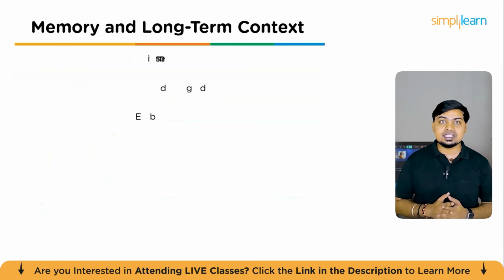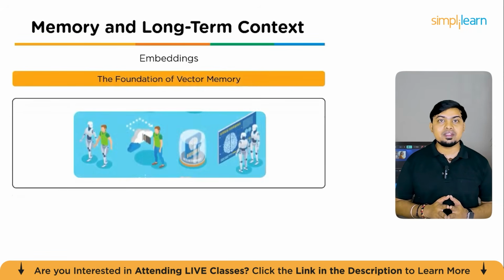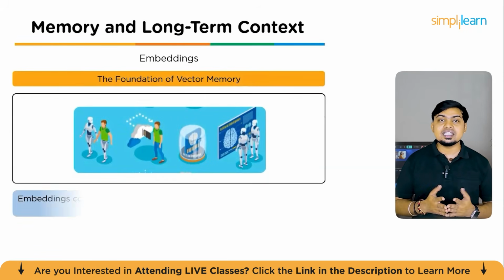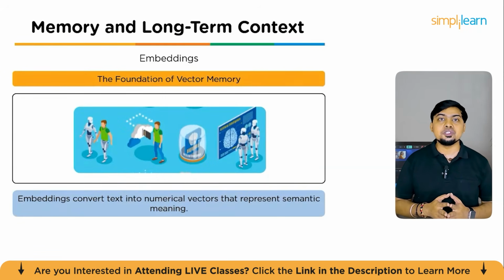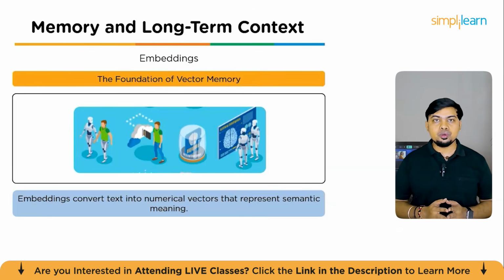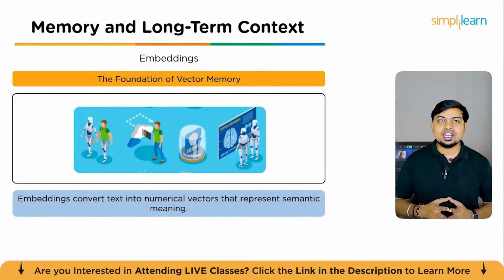The next one is embeddings, the foundation of vector memory. At the heart of vector memory are the embeddings. Embeddings convert the text into numerical vectors that represent semantic meaning. This means sentences with similar meaning will produce vectors that are mathematically close to each other. For example, phrases like machine learning course or AI training program would likely have similar embeddings, even though the words are different. Embedding models are available from providers such as OpenAI and Hugging Face, and they power many modern AI capabilities.